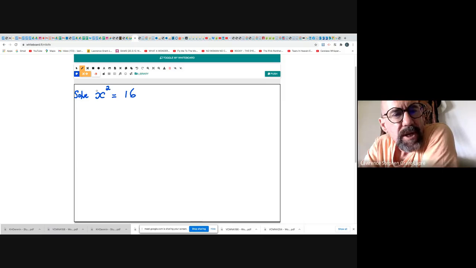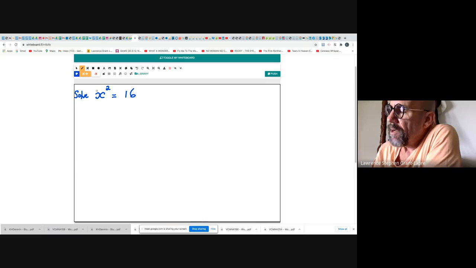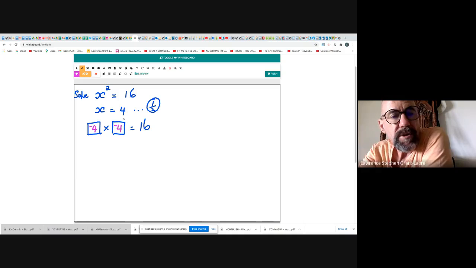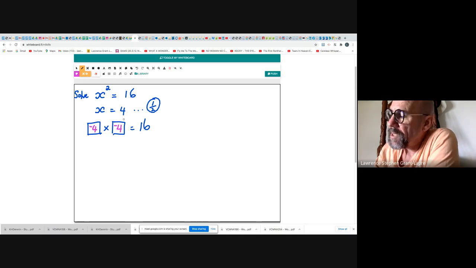Question here is, what number times itself will equal 16? Now, for those of you who straight away can see the answer, you might say, well, x equals 4. And if you stopped right there, you would only get half a mark, because it is true, but there is another solution. Because when you have two numbers, which is x times x to equal 16, it's also possible that both those numbers are negative, because a negative times a negative is also a positive. So in fact, there are two answers.